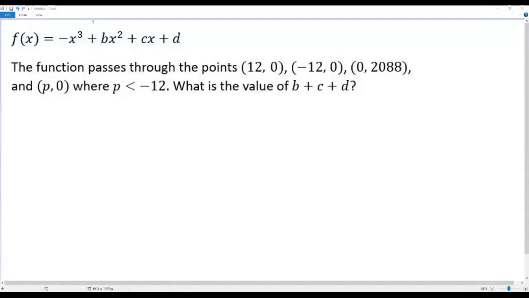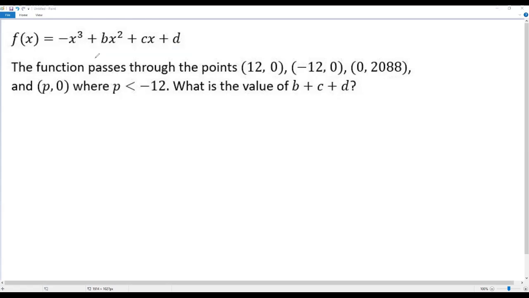Here we have a SAT math question. There is a function given over here: f of x equals negative x cubed plus b x squared plus c x plus d. The function passes through the points (12, 0), (negative 12, 0), (0, 2088), and (p, 0), where p is less than negative 12. What is the value of b plus c plus d?